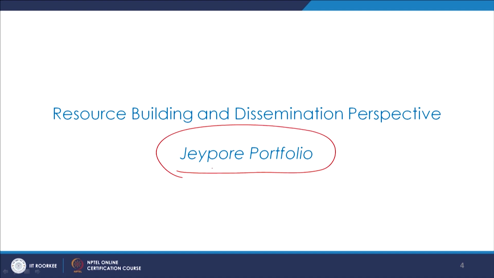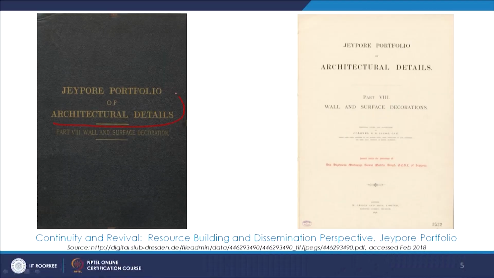So beginning with the Jaipur portfolio. Jaipur portfolio is very famous, it's very popular, and it is a very pioneering effort where we see a sort of a resource building inventory, where we see a catalog of architectural details, and it is in several parts and it covers a lot of details. So here, like what is seen on the slide, is this Jaipur portfolio of architectural details cover, and this part focuses on the wall and surface decoration.